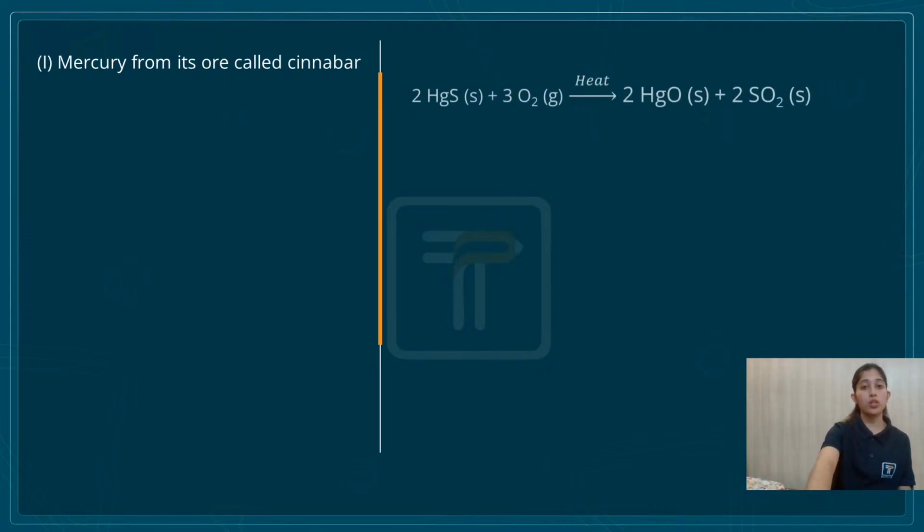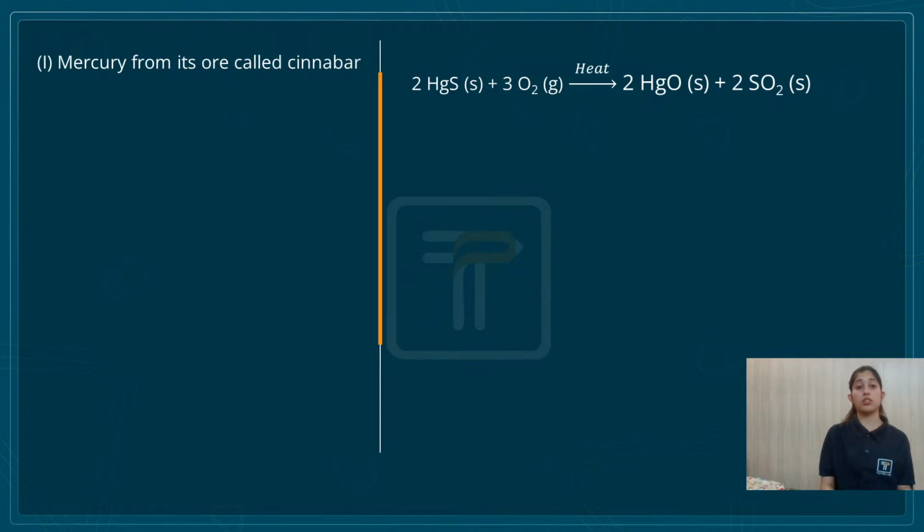Mercury from its ore. We know that mercury ore, that is cinnabar, is the sulfide ore of mercury. What happens first? It combines with oxygen. Yes, this process takes place in the presence of oxygen. Heat is supplied, and you get your mercuric oxide and sulfur dioxide gases. Also, sulfur dioxide is there in the solid form. Yes, remember, sulfur dioxide is there in the solid form here. Then, this mercuric oxide decomposes into mercury and oxygen.